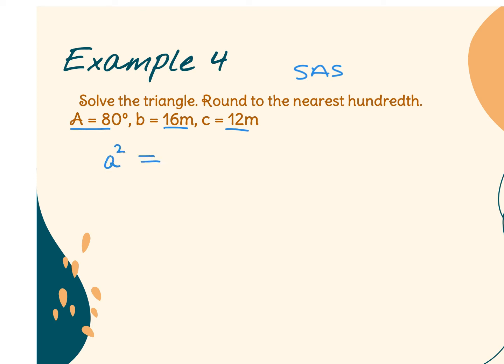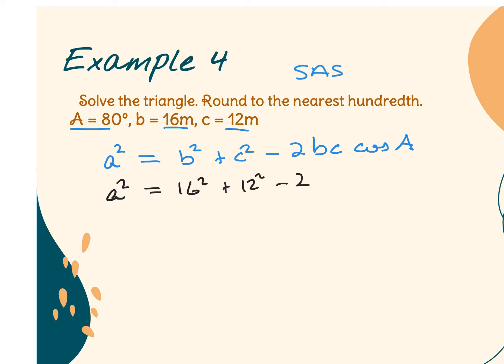So the formula I'm using is A squared is equal to B squared plus C squared minus 2 times B times C times the cosine of A. I'm going to fill in my numbers. So B squared, or B, is 16. C is 12, times 2 times 12. 16 times 12 times the cosine of 80. Again, remember, these are all being multiplied. So make sure you're following order of operations here.